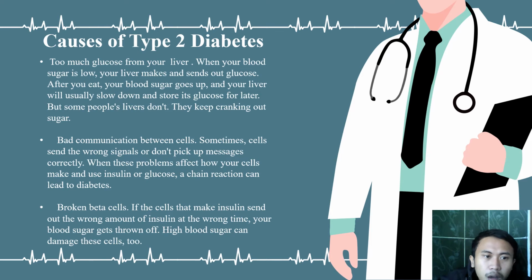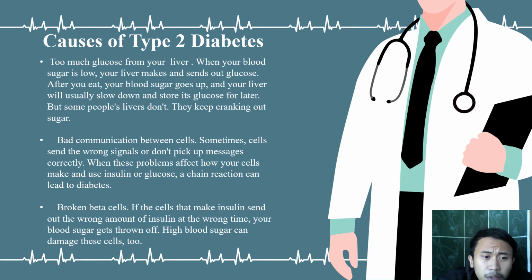Fourth, too much glucose from your liver. When your blood sugar is low, your liver makes and sends out glucose. After you eat, your blood sugar goes up, and your liver will usually slow down and store its glucose for later. But some people's livers don't. They keep cranking out sugar.